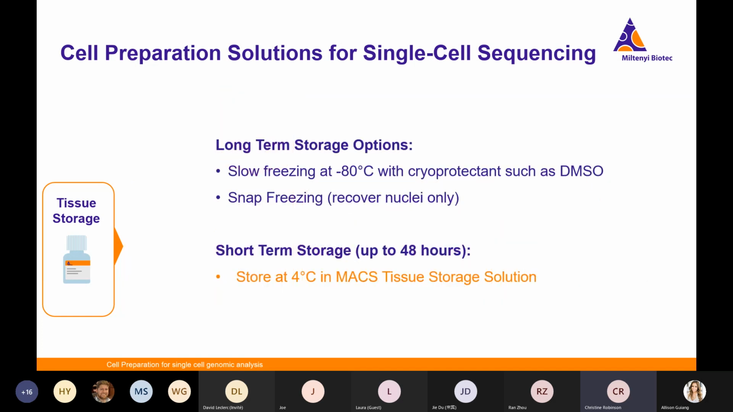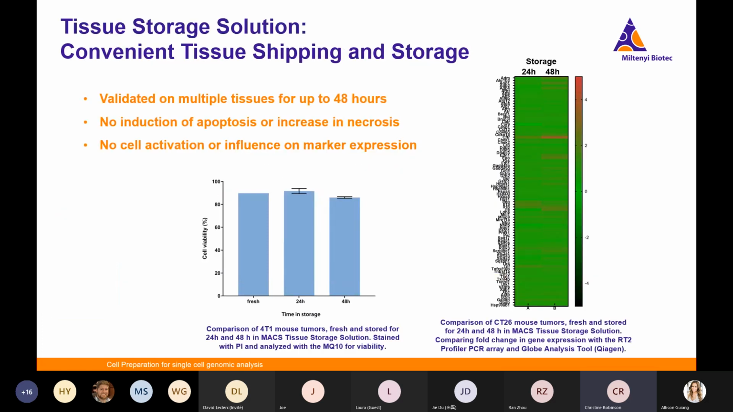As we know, it's often not possible to process your tissue right away. Maybe you have a situation even where the tissue is actually being shipped to you before you process. So for those situations, we have our tissue storage solution. And this is used to maintain cell viability and cell composition. And other options include long-term storage like slow freezing or snap freezing, as I mentioned, that will only allow you to recover nuclei.